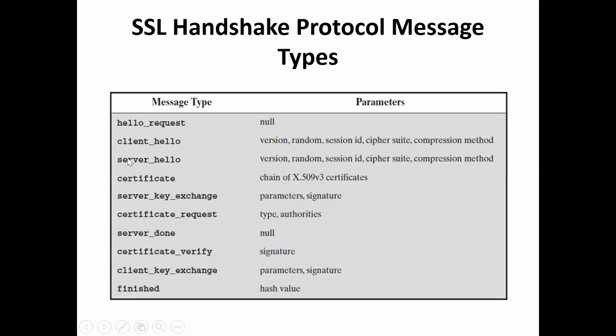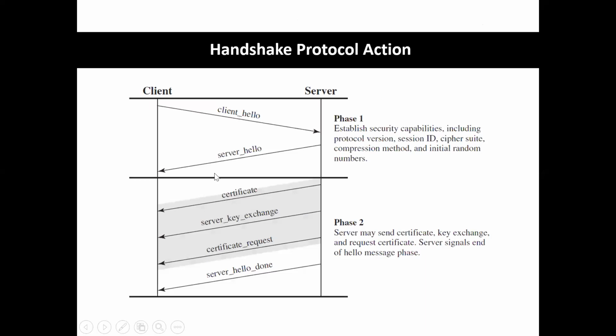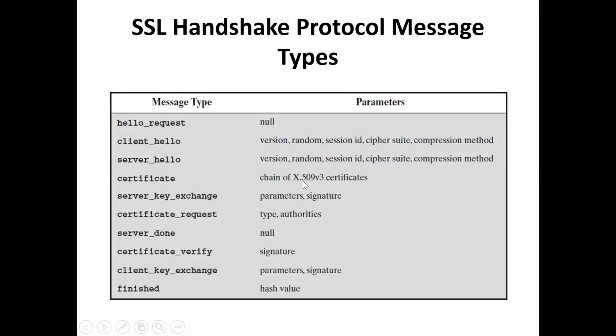And the same thing with respect to server hello message: version, random, session ID, cipher suite, compression method. Then certificate. Which certificate are we going to use? That is the X.509 certificate, which we also discussed in the previous class. Then server key exchange. Before connection establishment, the server is going to send a message to the client, the server key exchange, which gives the public key of the server to the client.